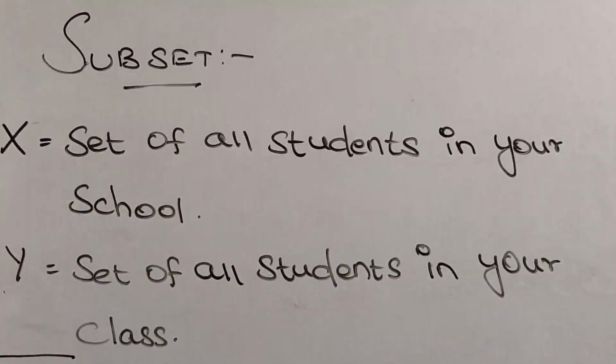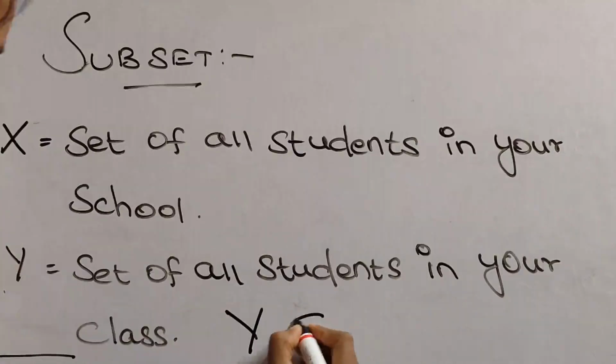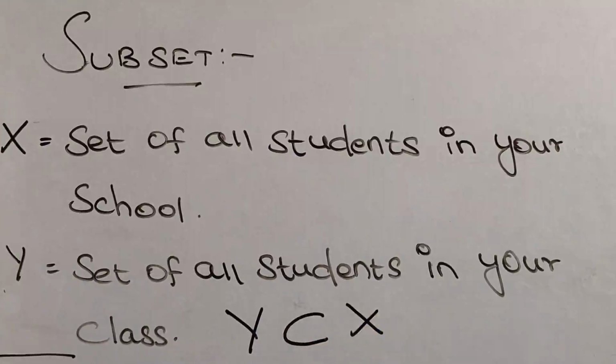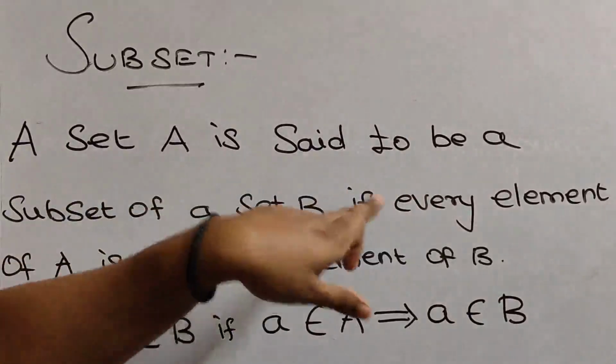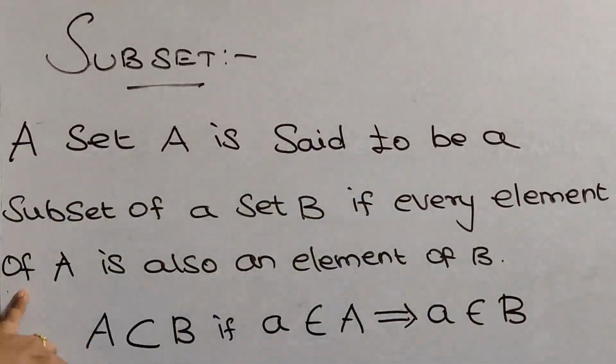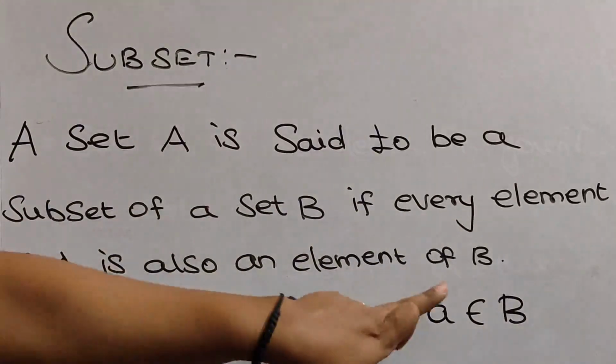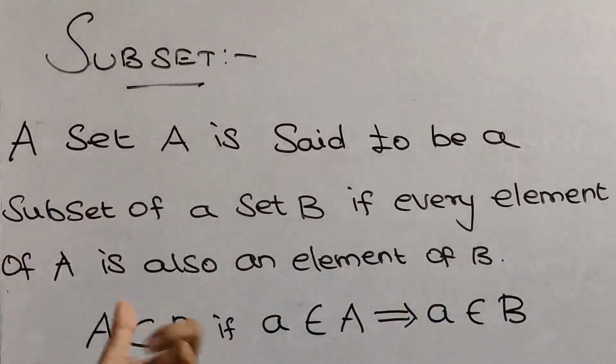The fact Y is a subset of X is expressed as Y, the subset symbol X. Okay, this is the subset symbol actually. The subset symbol stands for is a subset of or contained in. Y is contained in X. Y is a subset of X. Okay, now we move on to the mathematical definition. A set A is said to be a subset of set B if every element of the set A is also an element of B. This is the mathematical definition of subset.